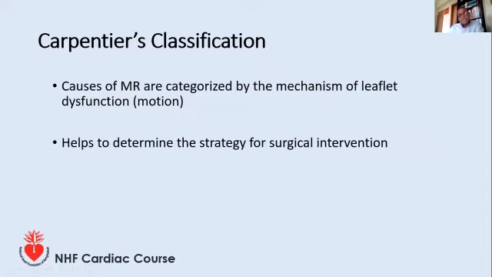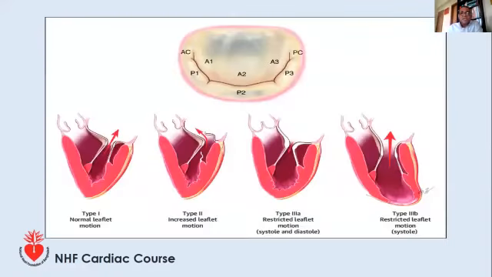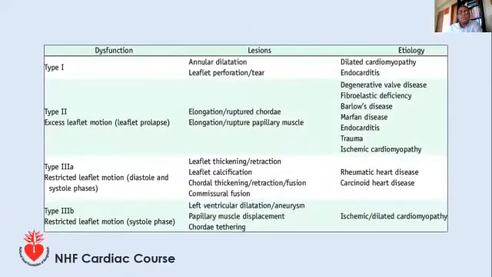Causes of mitral regurgitation are categorized by the mechanism of leaflet dysfunction or motion in the Carpenter's classification, which really helps to determine the strategy for surgical intervention. So these are the classifications. Type 1, when the leaflet is in normal motion; type 2, with increased leaflet motion; type 3A, restricted leaflet motion in systole and diastole; and type 3B, when the restricted leaflet motion is only in systole. These are the causes according to the type of leaflet motion in the Carpenter's classification.